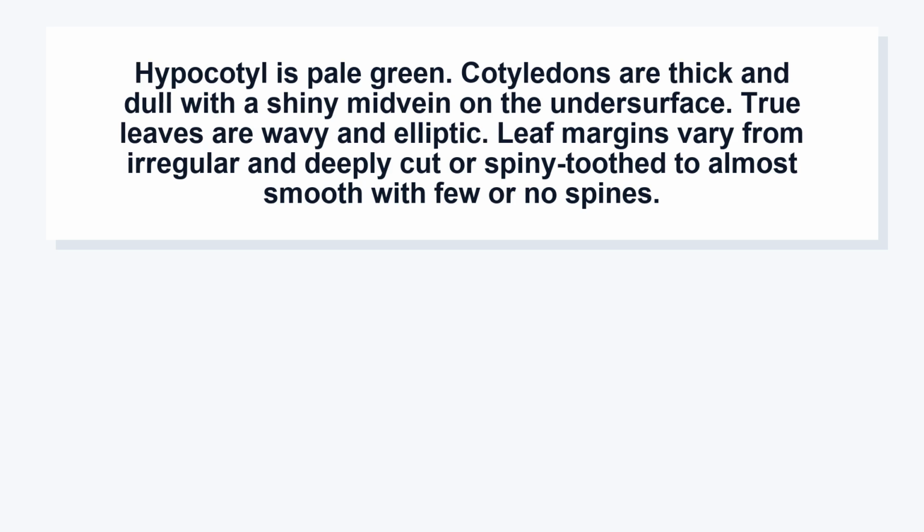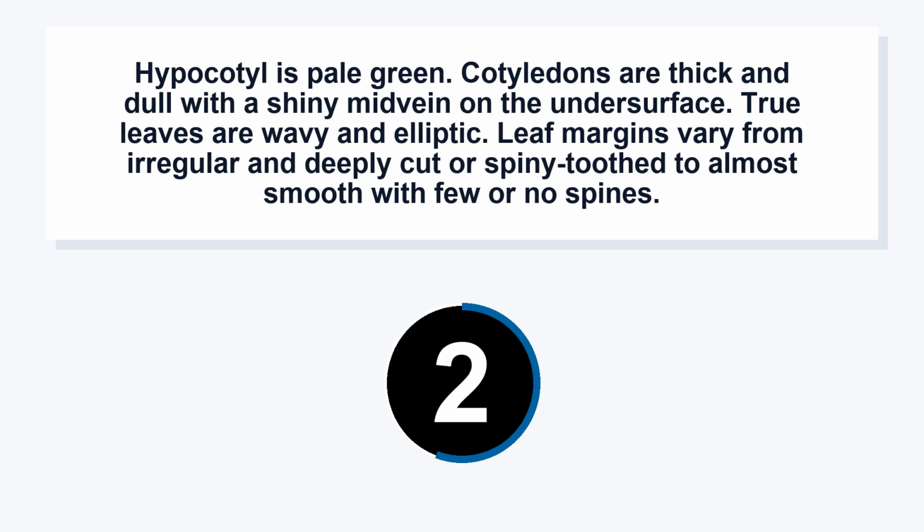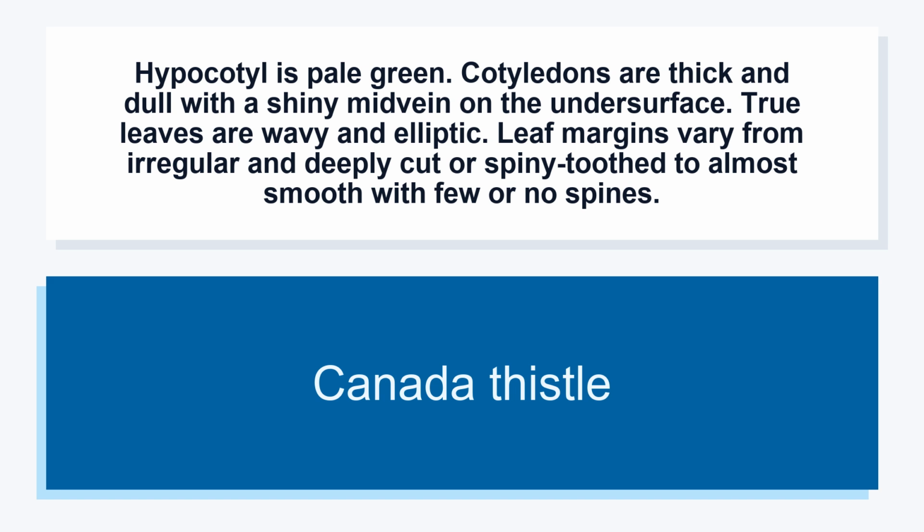Hypocotyl is pale green. Cotyledons are thick and dull with a shiny midvein on the undersurface. True leaves are wavy and elliptic. Leaf margins vary from irregular and deeply cut or spiny-toothed to almost smooth with few or no spines. Canada thistle.